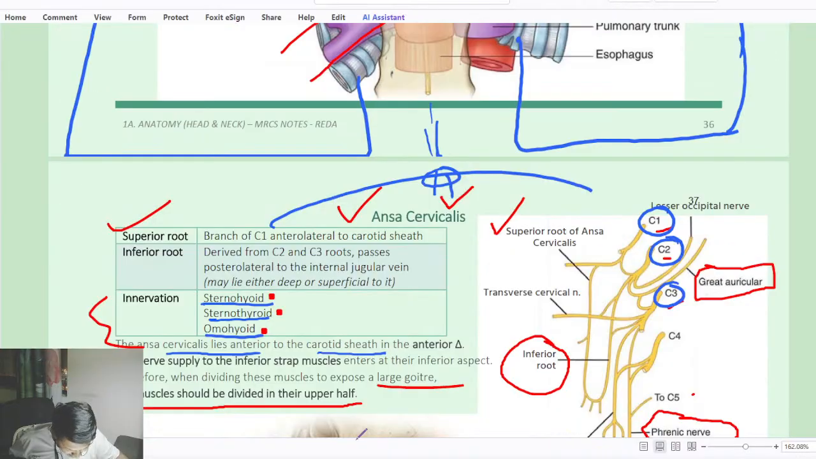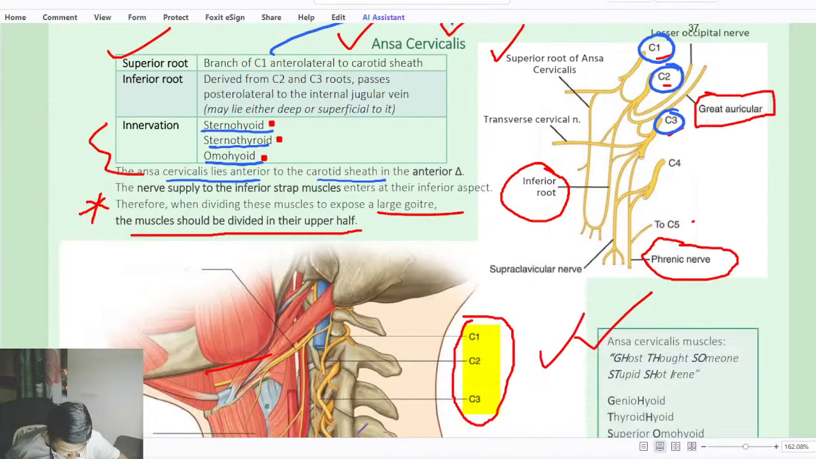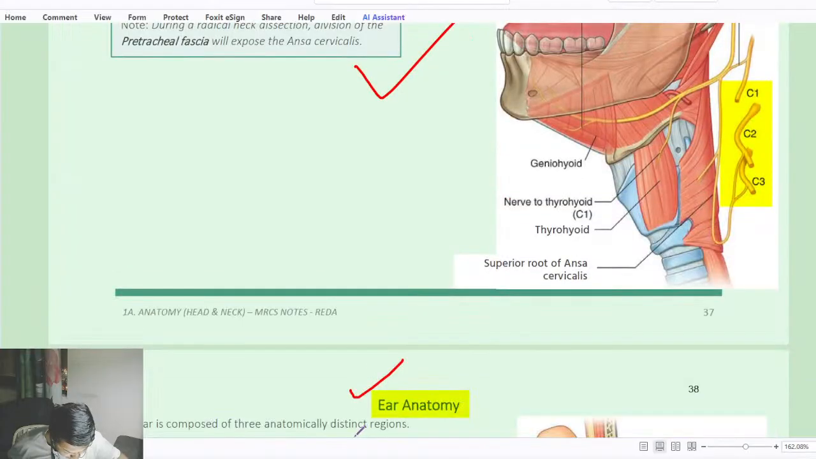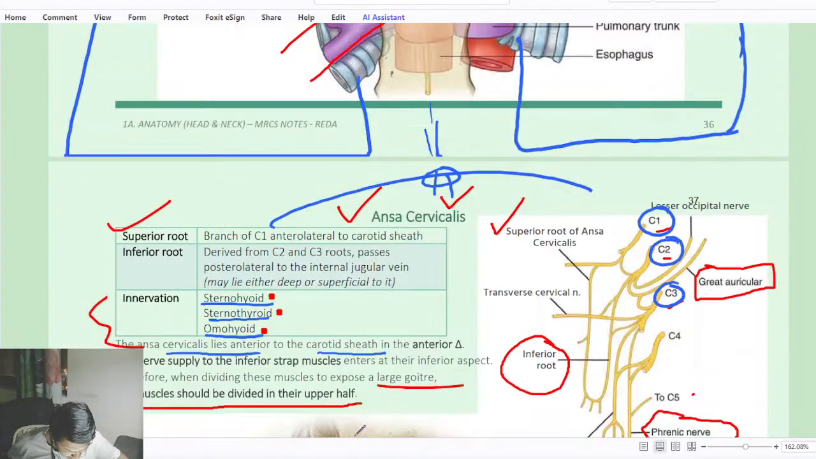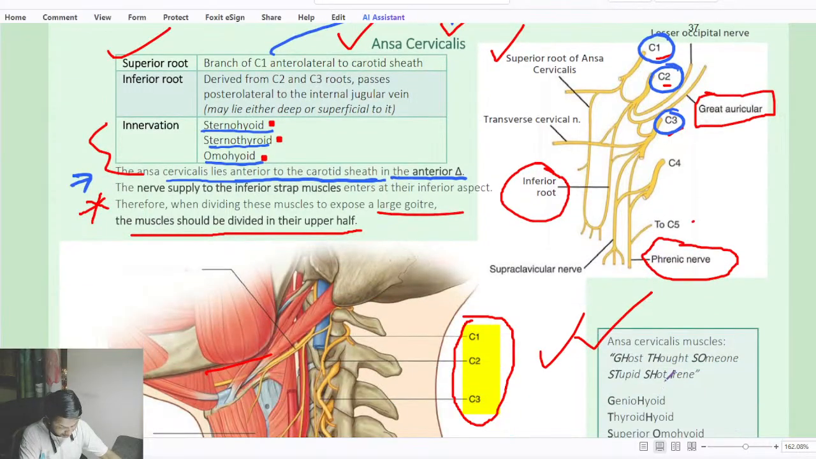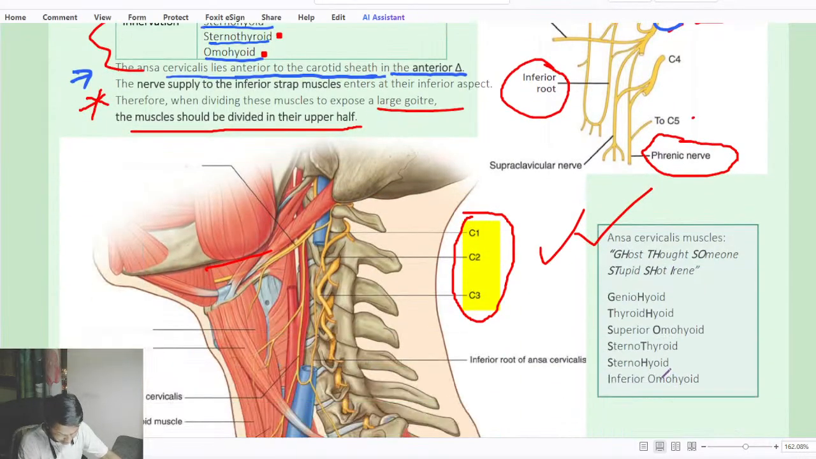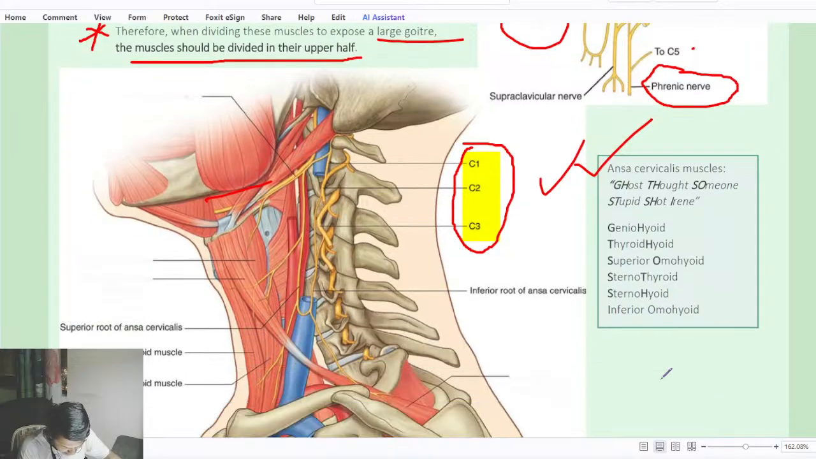Ansa cervicalis will remain anterior. Ansa cervicalis is outside, anterior to the carotid sheath. Ansa cervicalis lies anterior to the carotid sheath in the anterior triangle, in the carotid triangle.